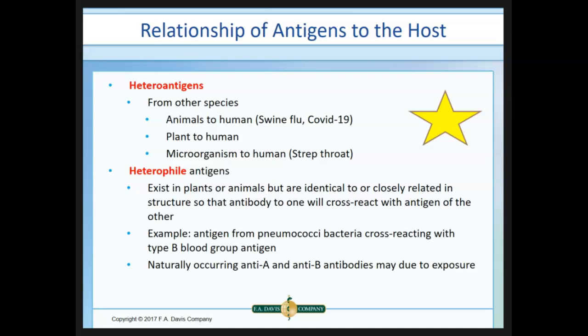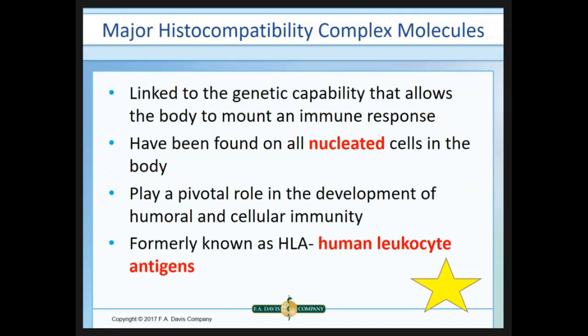Also, it's thought that naturally occurring anti-A and anti-B antibodies may be due to exposure to heterophile antigens. That just means that if you are an O type person, without ever having a blood transfusion, you will have antibodies to A blood type and B blood type circulating in your system already. And for example, if you are a type B blood person, you will have antibodies to A blood already, and you've never been exposed. So those are examples of heterophile antigens.